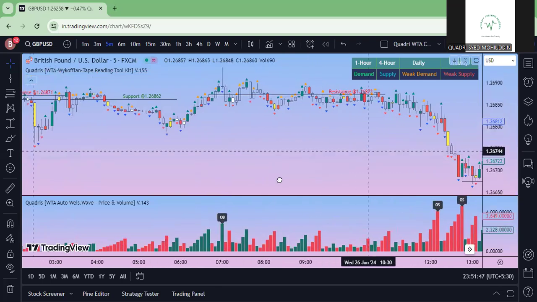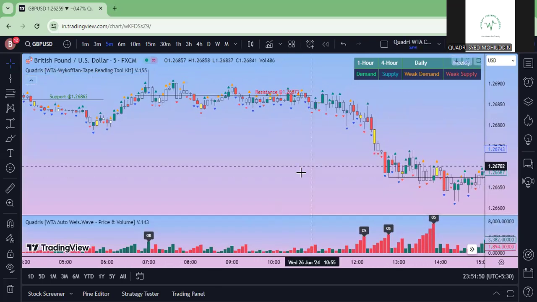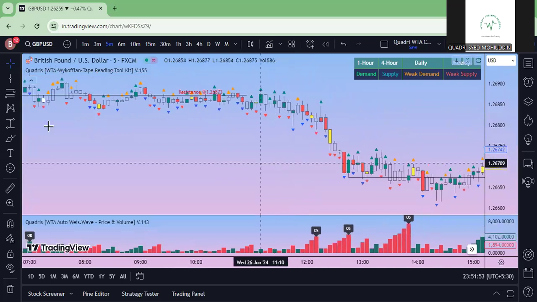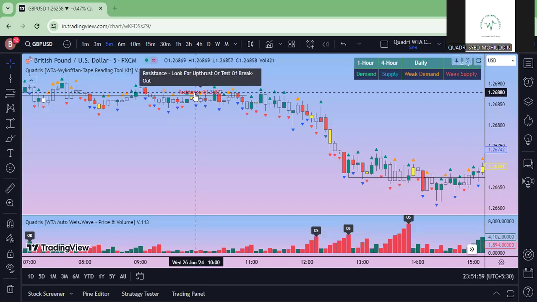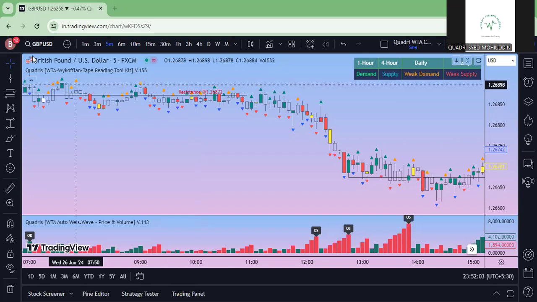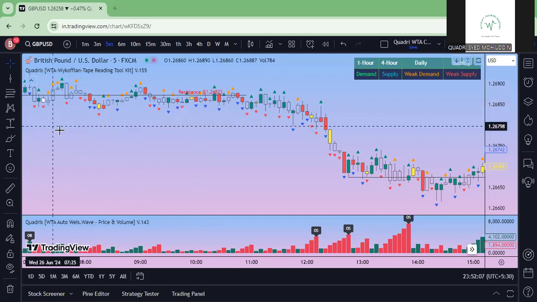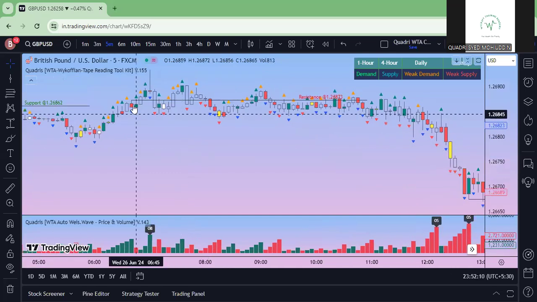So as you can see, if we zoom in, the purpose of this tool is, if you hover your mouse over this one, it will say look for an upthrust or test of a breakdown. So we got both. This particular level started from this price level. As you can see, price started revolving around it. Again, it revolved and it stuck. And it tried to break the resistance, but it failed.